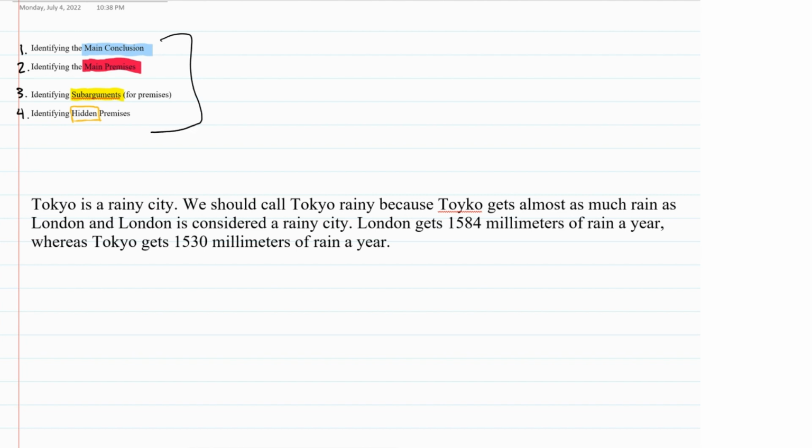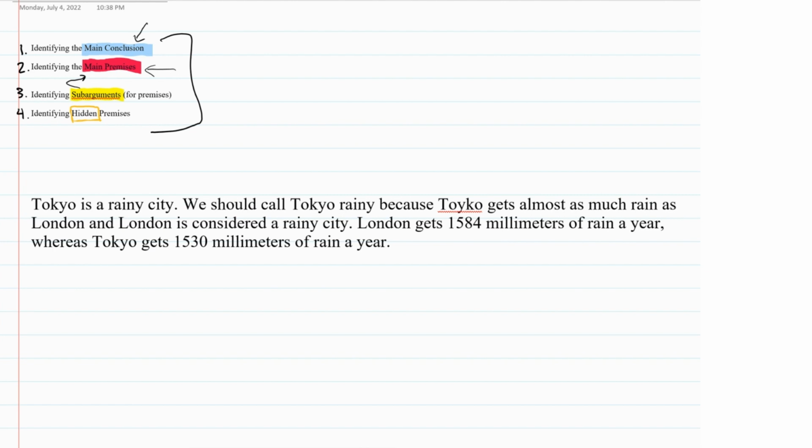The first thing that we're going to do is identify the main conclusion in the English argument. In this video, we're going to highlight that main conclusion in the color blue. Next, we're going to identify the main premises, and those premises we're going to highlight in the color red. Now, the next thing we have to do is identify sub-arguments. If you remember, a sub-argument is an argument or premises that support one of the main premises. So a sub-argument is a sub-argument for one of the things in red, and it's an argument for the truth of a main premise.